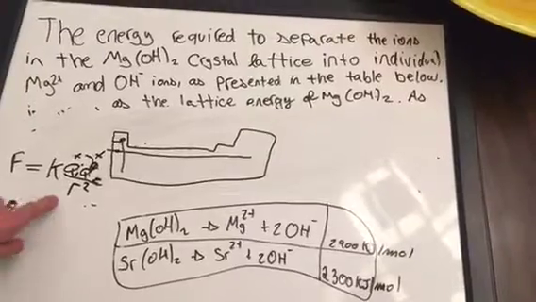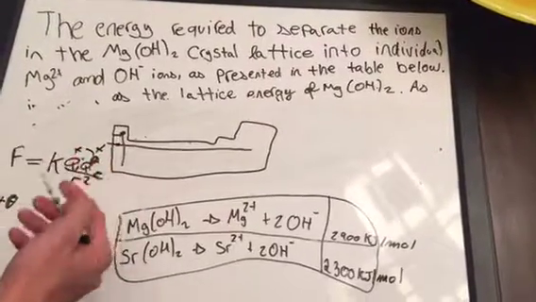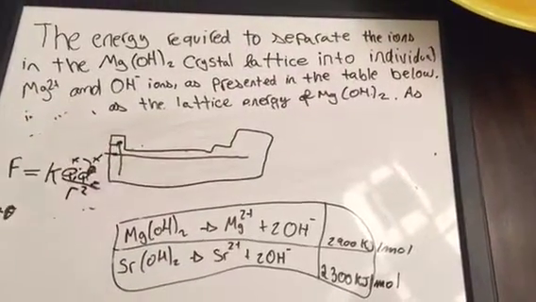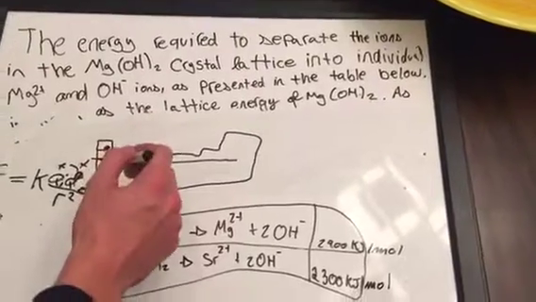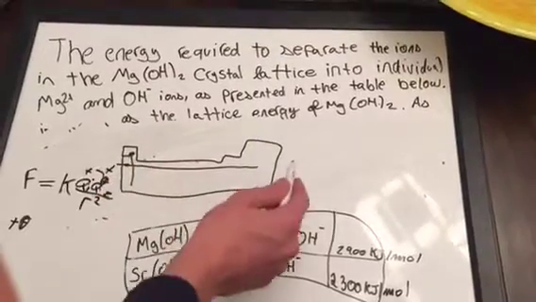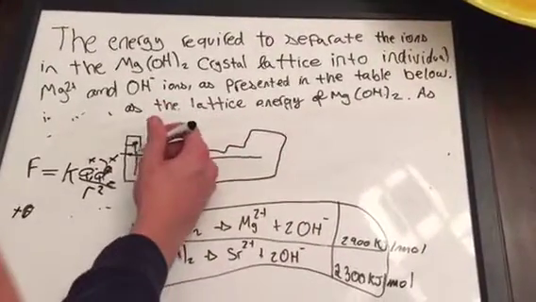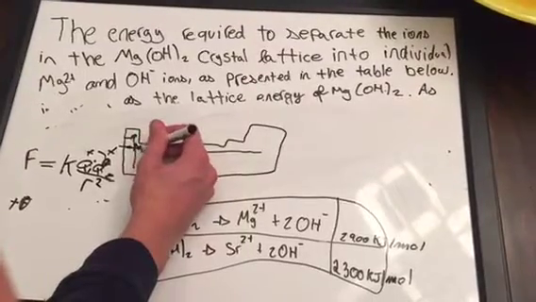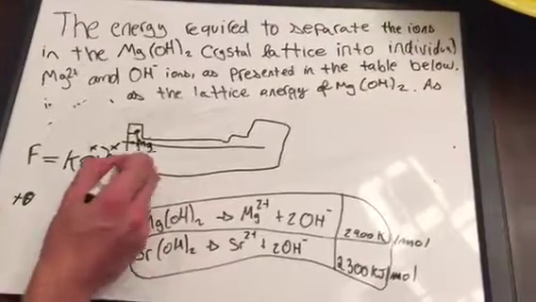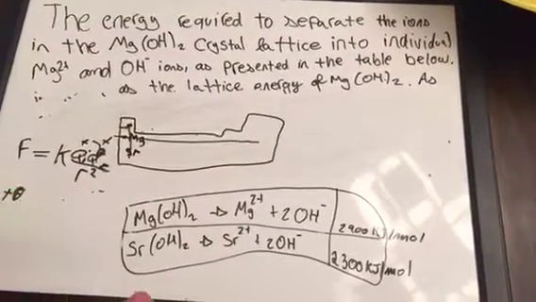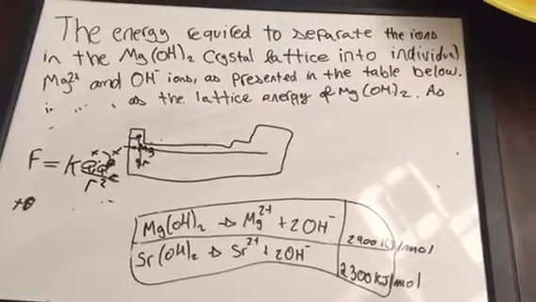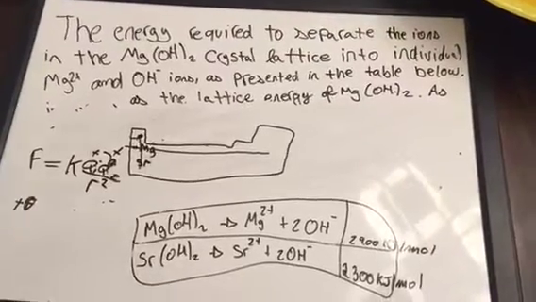And the second important part of this problem is the radius. As I said, in the periodic trend, as you go down the group, the radius gets bigger, and as you go from left to right on a period, it gets smaller. Magnesium is somewhere here, and strontium is somewhere here. As you can see, they are in the same group, but because strontium is below magnesium in the group, strontium has a higher radius.